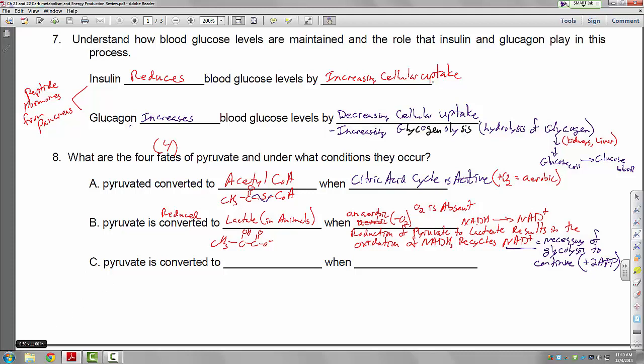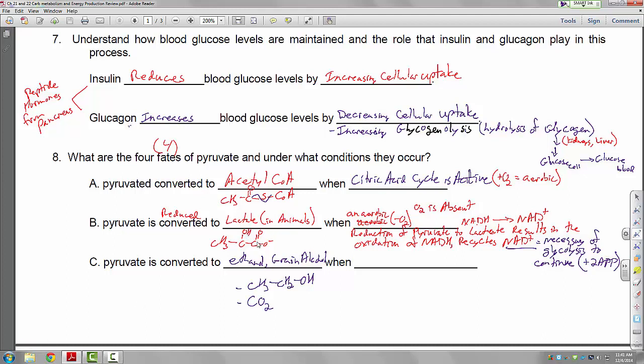Third fate here, pyruvate is converted to ethanol, or grain alcohol, or ethyl alcohol, which is a 2-carbon alcohol. So you notice we had 3 carbons. This COO here is converted to carbon dioxide, so it's converted to ethanol and also carbon dioxide. So carbon dioxide gas is formed.